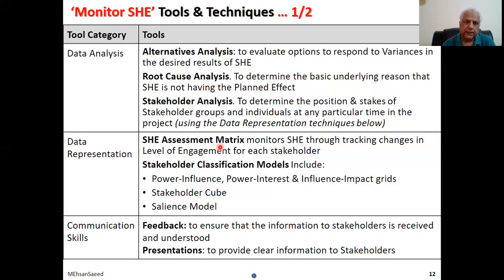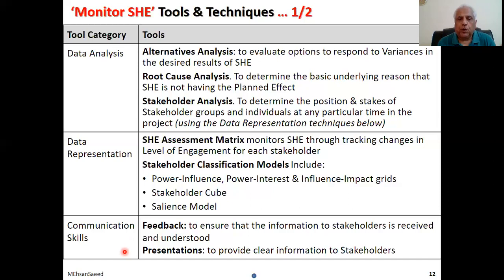Then communication skills, it's stating the obvious, feedback. We discussed the aspect of feedback while discussing communication. Whenever important communication is sent to our stakeholders, try to get an acknowledgement so that you are assured that number one, communication has been received by that stakeholder, and number two, he has understood that communication, hence the importance of feedback.